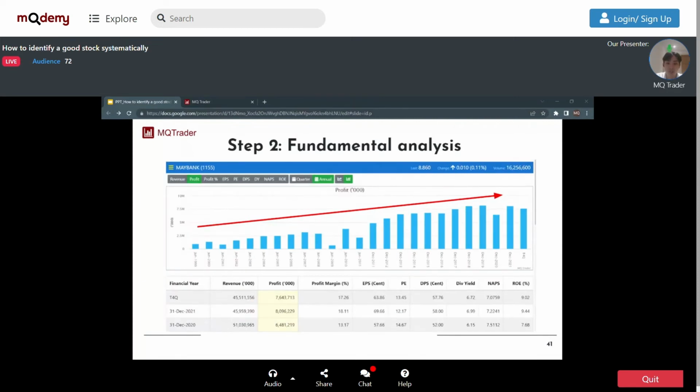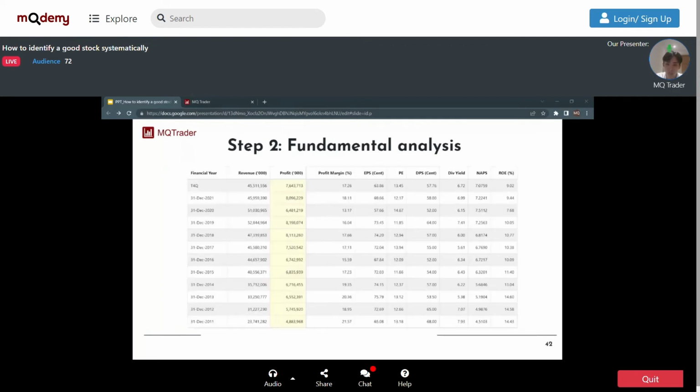Their profit is also growing in an uptrend momentum as well. For this part, the profit margin and dividend yield are maintained pretty good as well. So at least from the data's perspective, the fundamentals of Maybank are still doing very good.